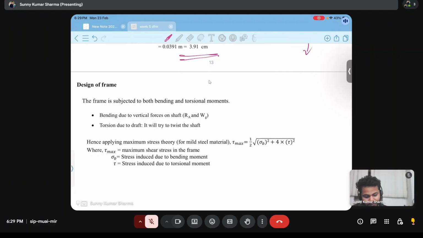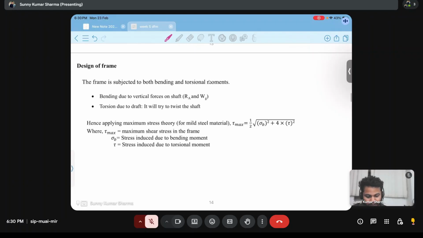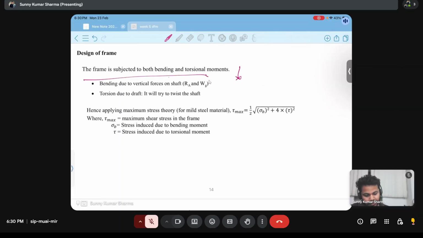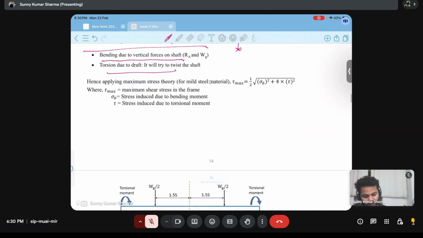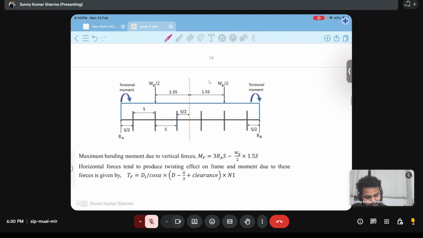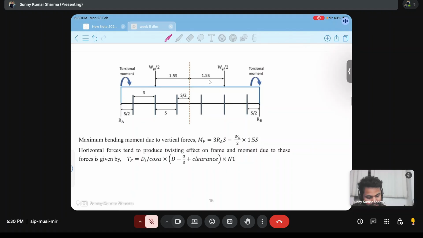For the design of frame, again we will see the same thing, whether bending or torsion moment is acting, or whether both are acting. So in the design of frame, bending will be due to vertical force on the shaft, and torsion will be due to draft. The same procedure will be followed.